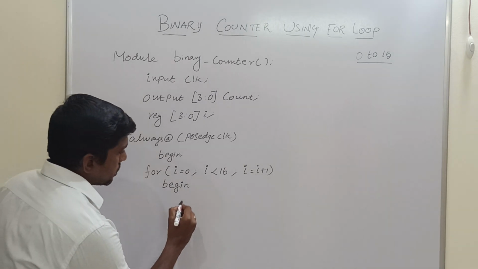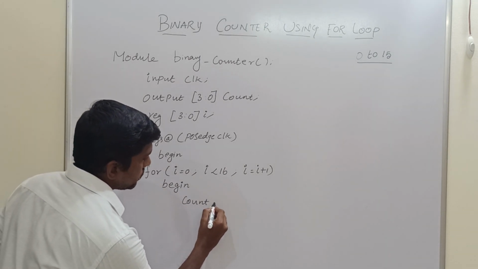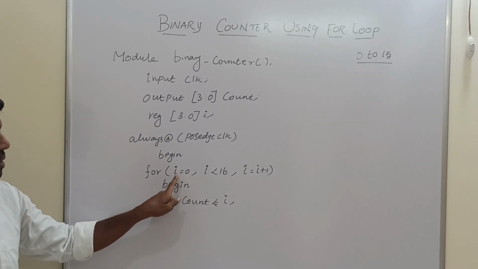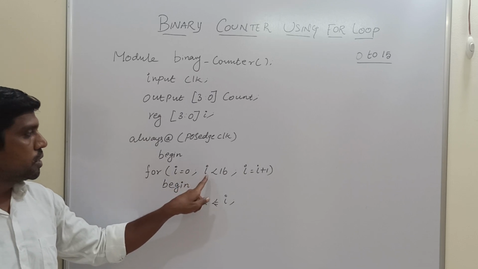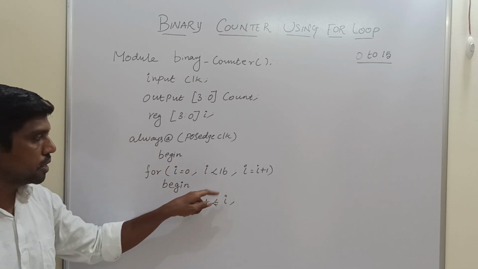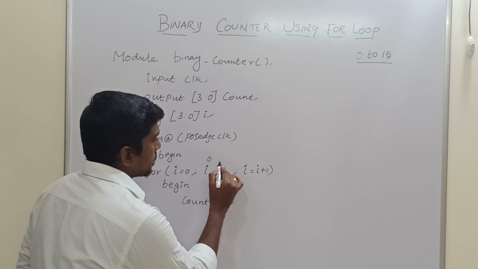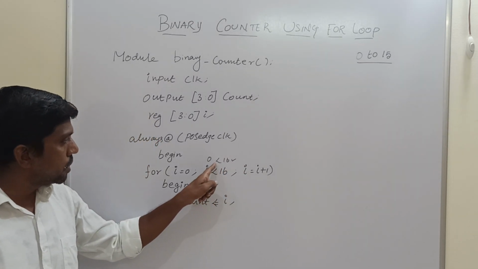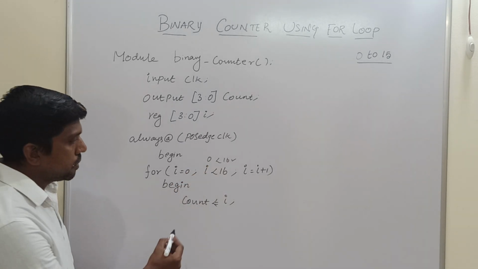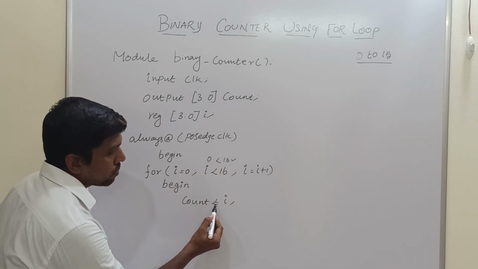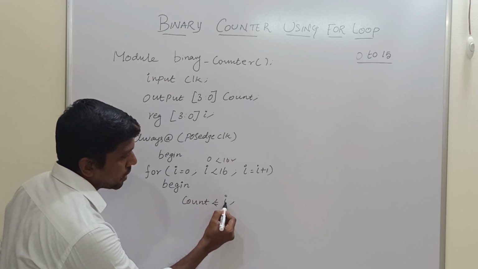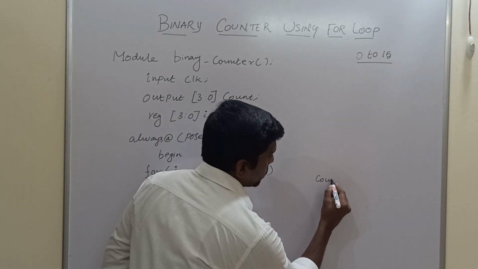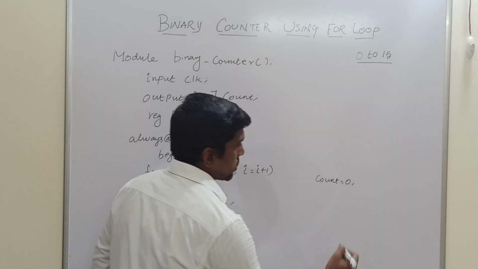Begin, then count, non-blocking assignment, i. Here the initial value is i = 0. Then check the condition: i value is less than 16. The i value is 0, which is less than 16, so the condition is true. Once the condition is true, it enters the loop. Here the statement is count <= i. Whatever value is present in i is assigned to count. So now count value equals 0.